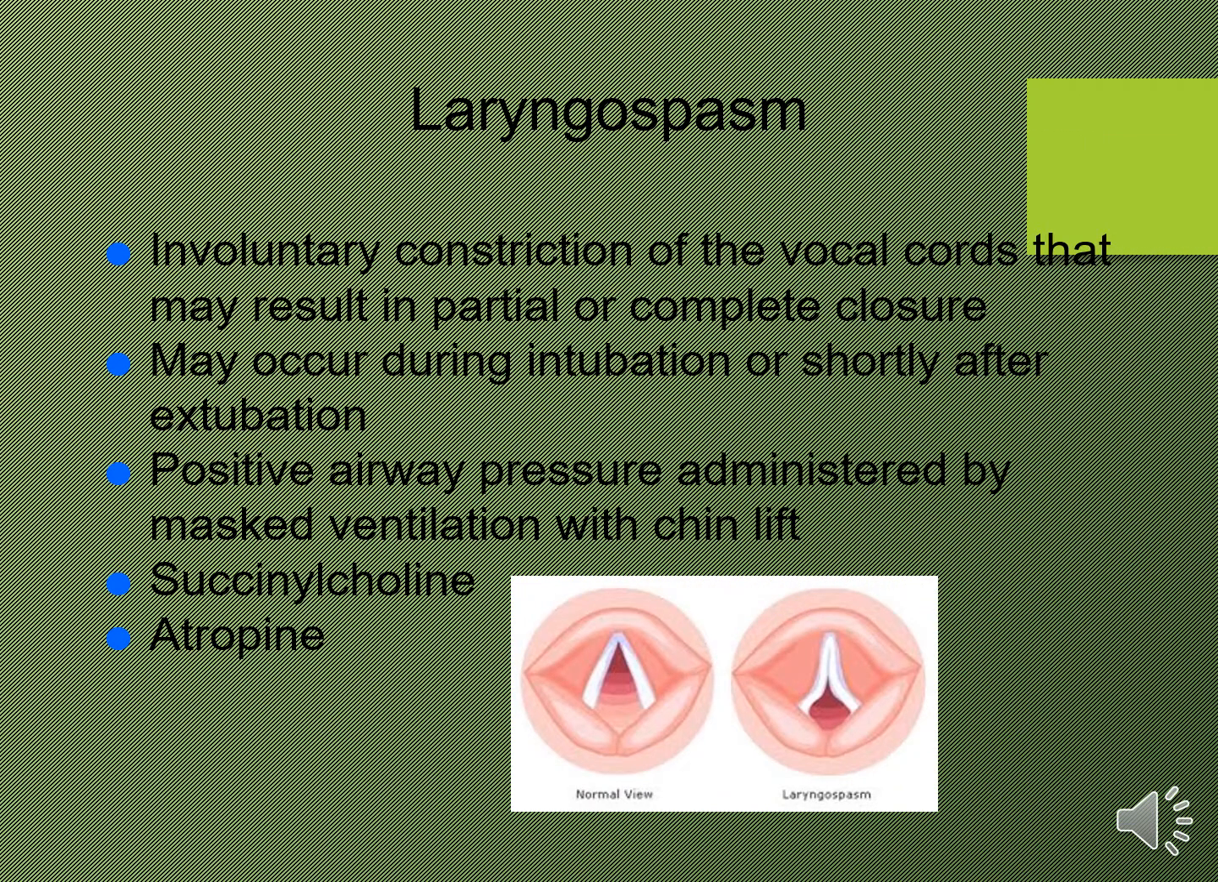Laryngospasm is involuntary constriction of the vocal cords. It can result in partial or complete closure. This typically, if it's going to happen, will occur either during intubation or shortly after extubation. So either when that breathing tube's going in or right after it's being pulled out. Patients are most at risk for laryngospasm if they're lightly anesthetized when they're pulling that tube out. And there is a patient population that is more likely to have laryngospasm, and that is children and infants.